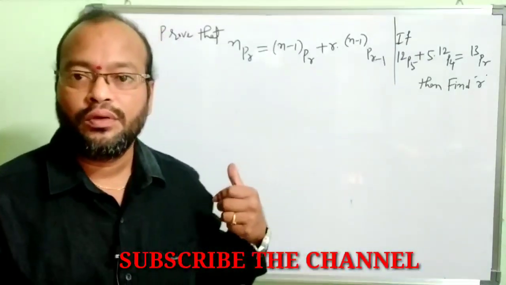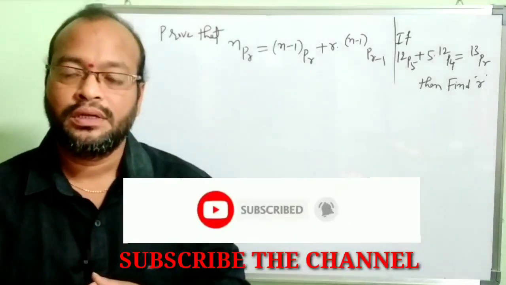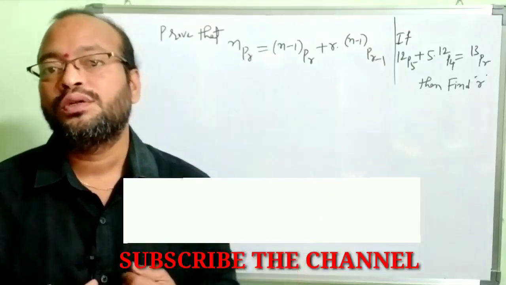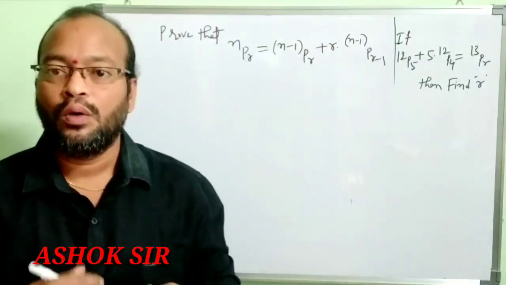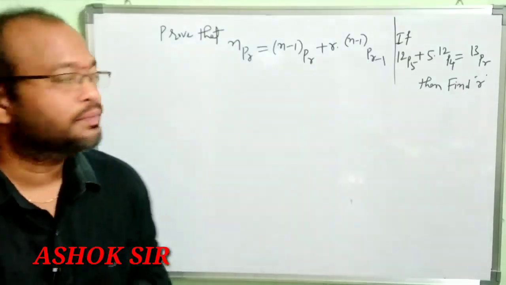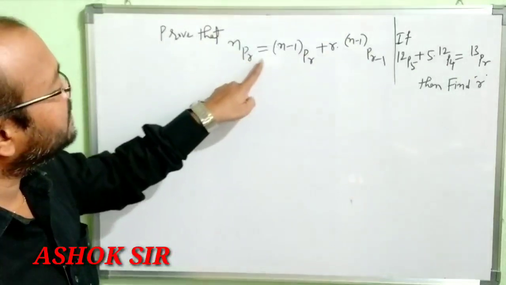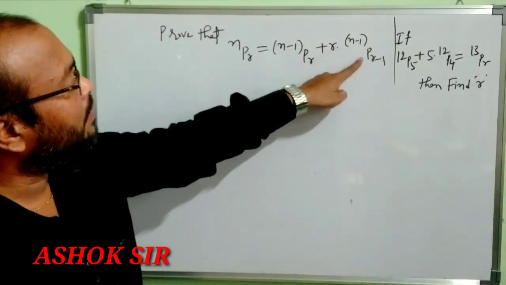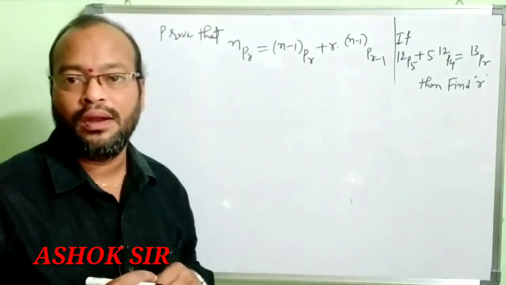Today we are discussing an important 2 marks question. We may expect this for the 2021 annual exam. How they will give this question and how to solve it, now we will discuss. What is given here? Prove that nPr is equal to (n minus 1)Pr plus r into (n minus 1)P(r minus 1). This is one of the important formulas for nPr.